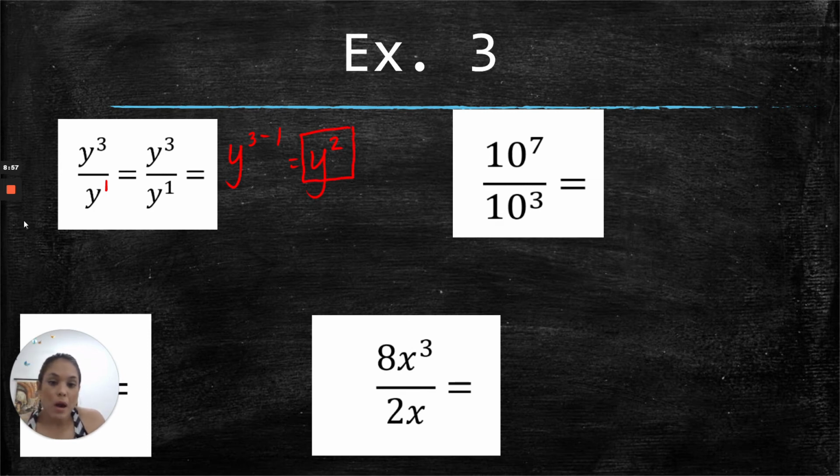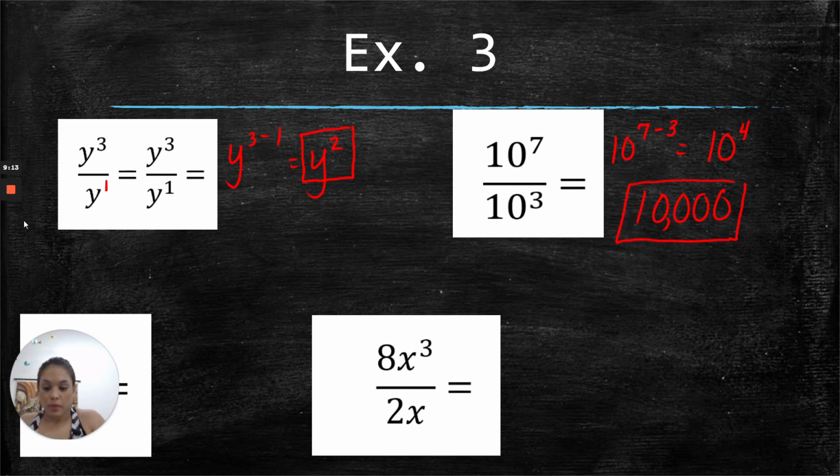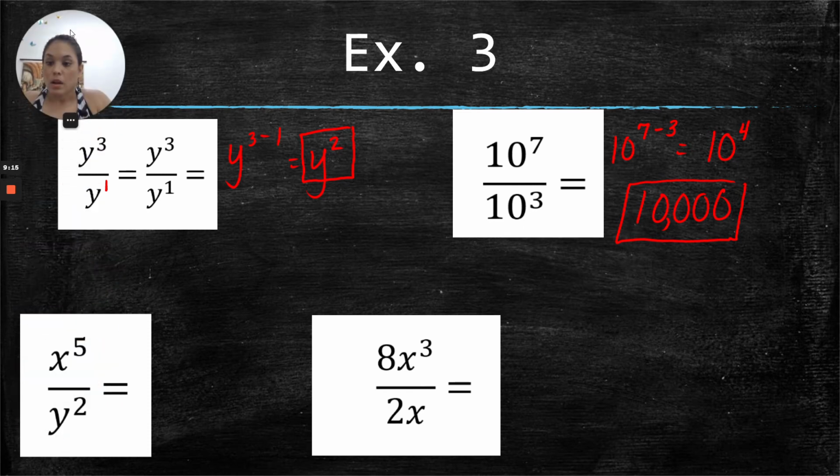10 to the 7th power divided by 10 to the 3rd. This is 10 to the 7th minus 3, which equals 10 to the 4th. Let's add our 4 zeros. This is 10,000 is our answer. Example here at the bottom, x to the 5th divided by y to the 2nd. Now notice the variables are not the same, so we cannot apply the rule, and the answer will be left as it is.